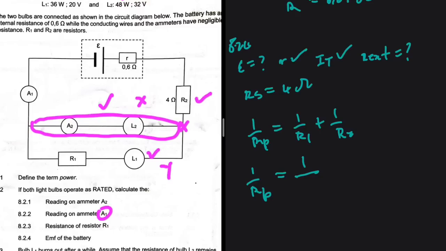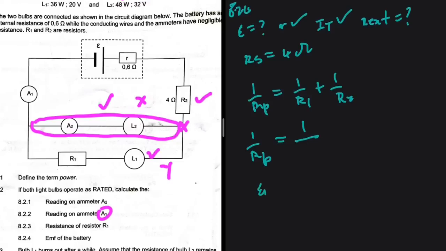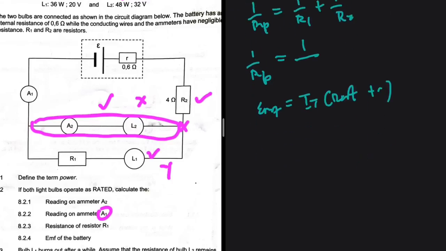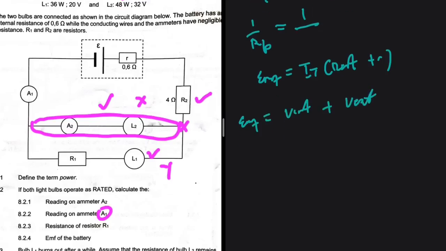Okay, that is one approach. One approach can be calculating the resistance of L2 and L1, and then calculate EMF using EMF is equal to IT multiplied by R external plus R internal. But another way that is becoming apparent to me and seems easier is if we say EMF is actually equal to V internal plus V external, right? So V internal is equal to current multiplied by the small r, right?